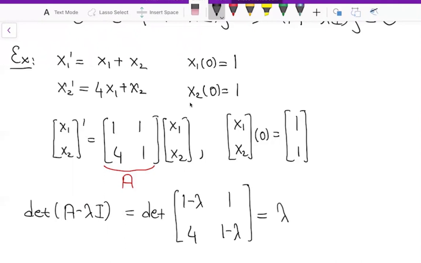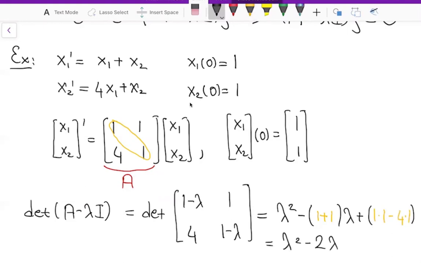So this is going to be lambda squared minus the trace. The trace is the sum of the diagonal entries. These are your diagonal entries, and I'm going to add them: 1 plus 1, times lambda, plus the determinant of the matrix A, which is 1 times 1 minus 4 times 1. So it is lambda squared minus 2 lambda, and if you do this computation, we get minus 3. So this is our characteristic polynomial.